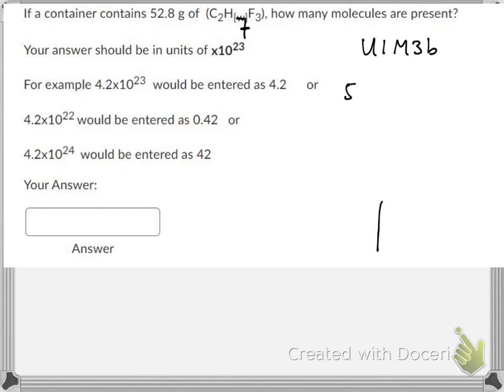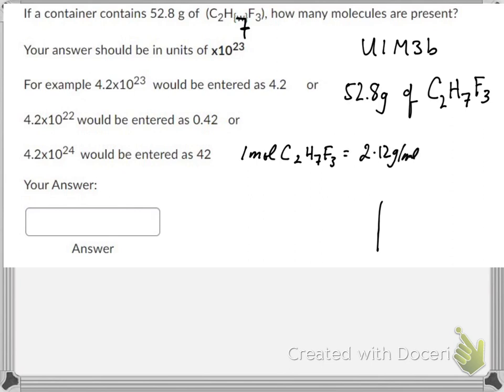And so we have a formula, our problem where we have 52.8 grams of C2H7F3. And so the first thing we want to realize is we have for every 1 mole of C2H7F3, there is a total of 88 grams, right? So we can compute the molecular mass and we get 88 grams.